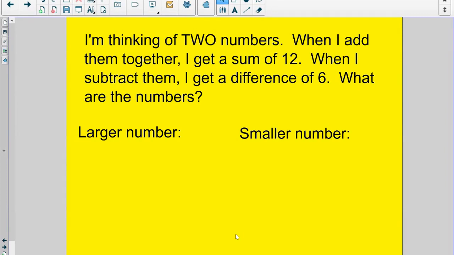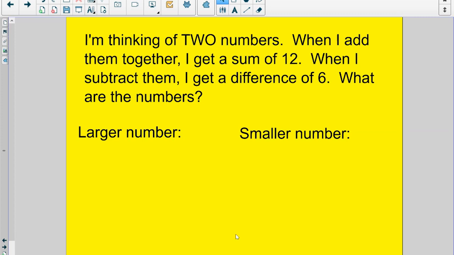All right, so I'm thinking of two numbers. When I add them together, I get a sum of 12. When I subtract them, I get a difference of 6. What are the numbers? Go ahead and pause the video. See if you can figure out what these two numbers are. When you're ready, press play, and we'll check.